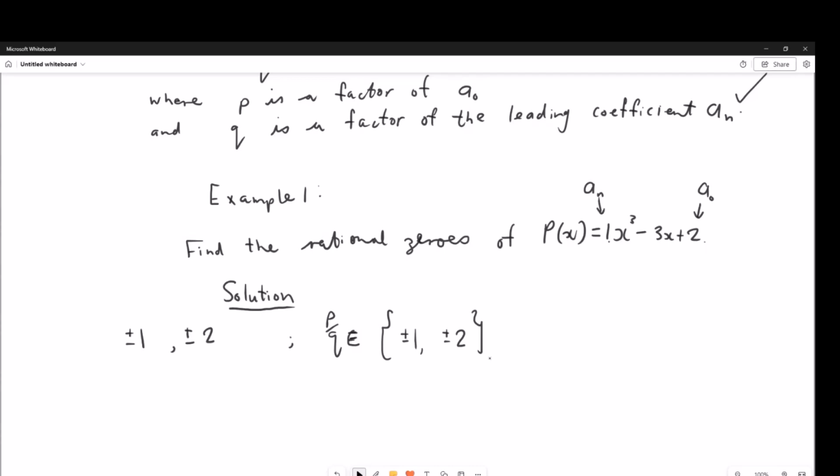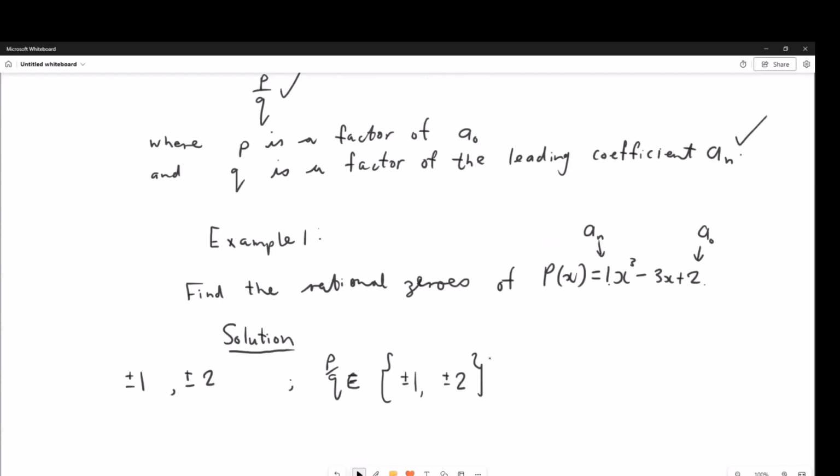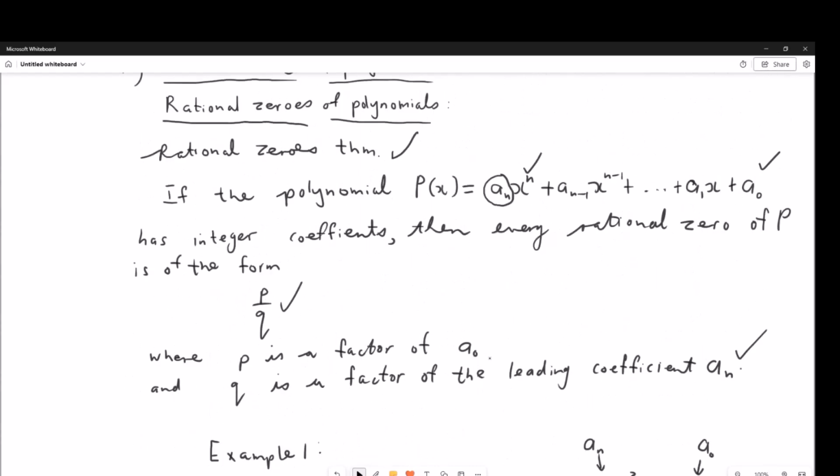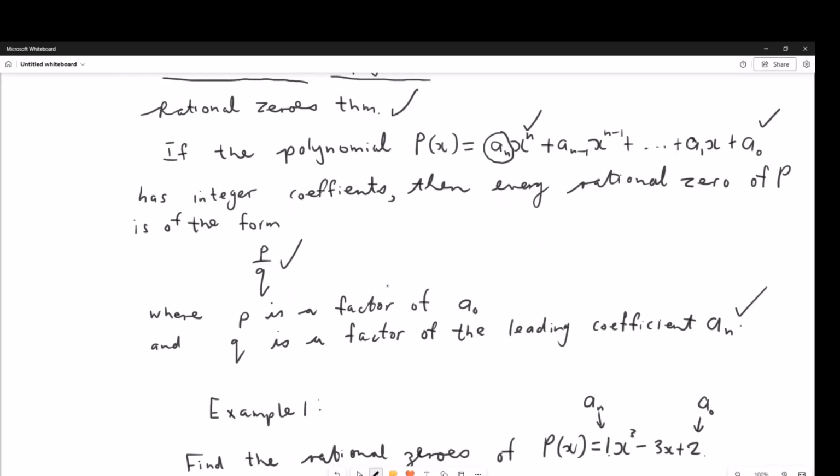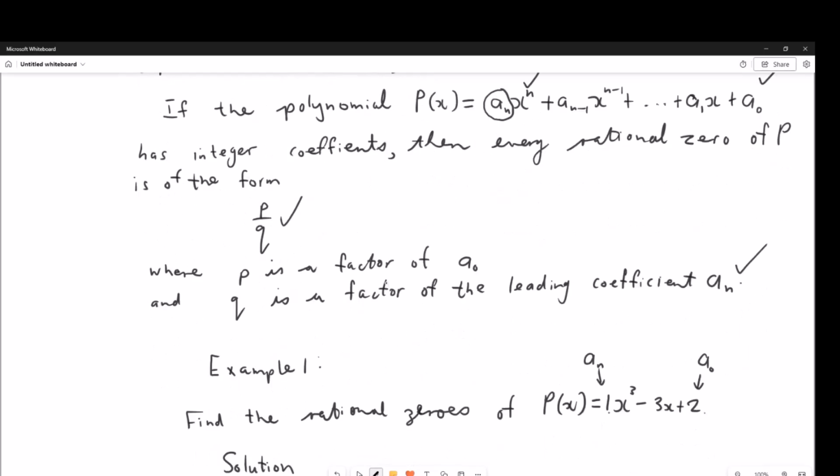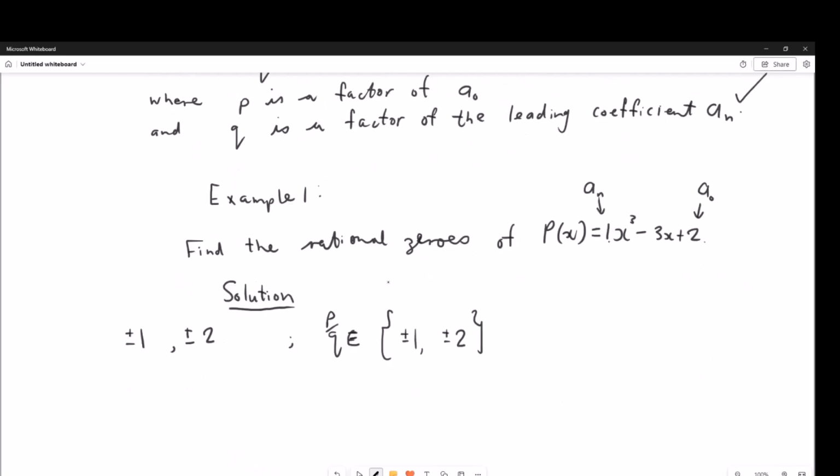Okay, that we constructed. Now, remember, guys, if you go back here, this is what the theorem is saying. So the form p over q, p is a factor of a naught, that's our 2. q is a factor of the leading coefficient a_n, which is 1. Factors of 2 are plus or minus 1, plus or minus 2. The factors of 1 is plus or minus 1. So they are the factors.